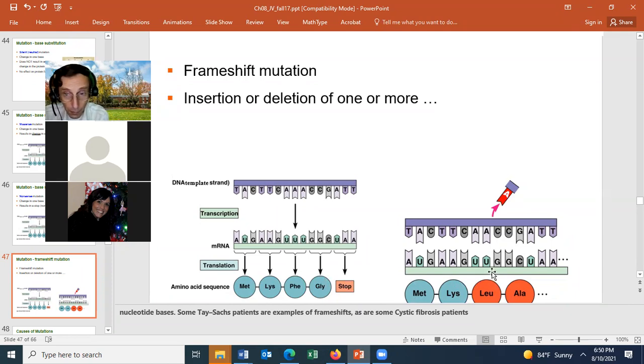But because we remove one nucleotide, the codon is not going to be GGC anymore. It's going to be GCU. So every point after this frame shift, the codons are going to change. Any question about that?